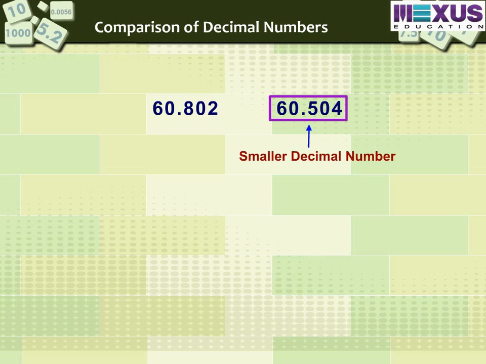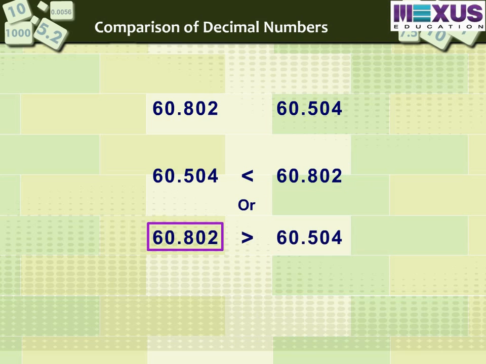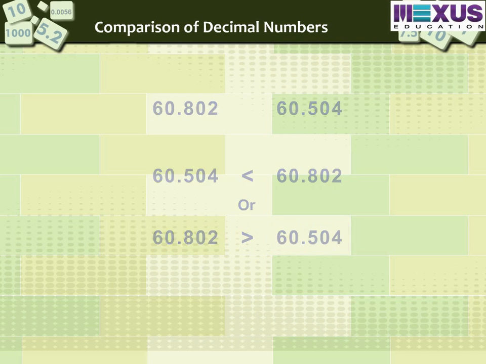So the smaller decimal number is 60.504. We write it as 60.504 is less than 60.802 or 60.802 is greater than 60.504.